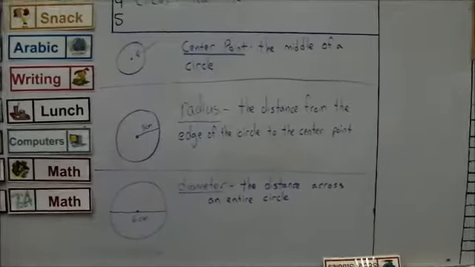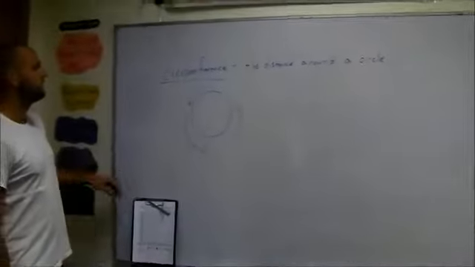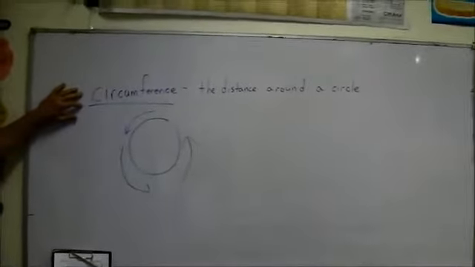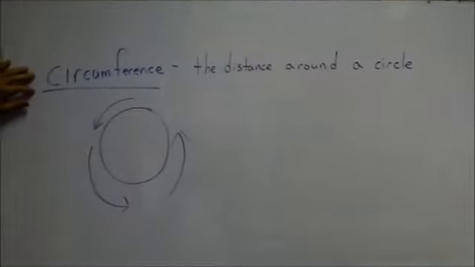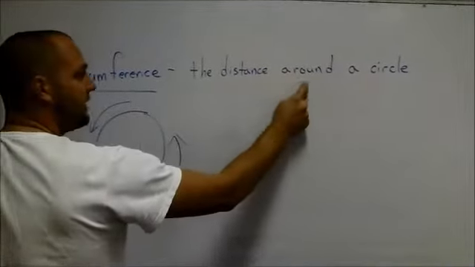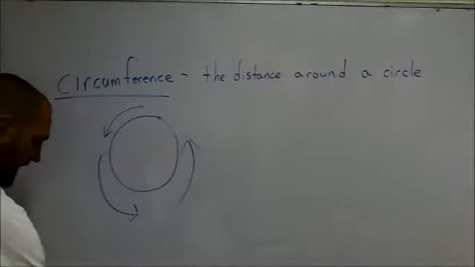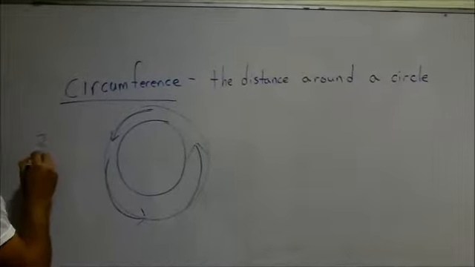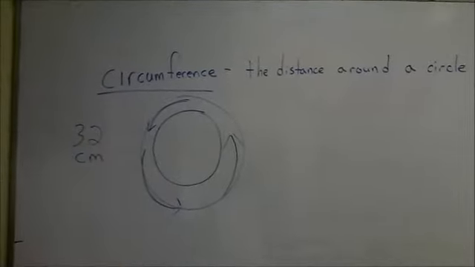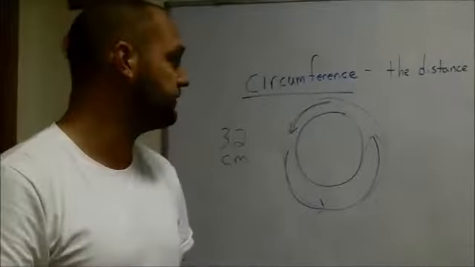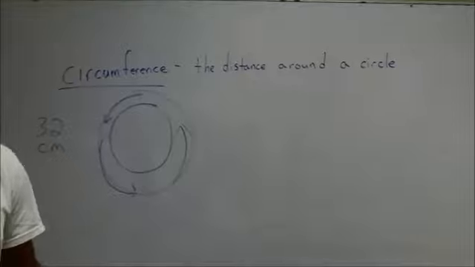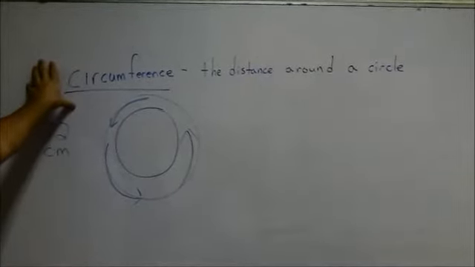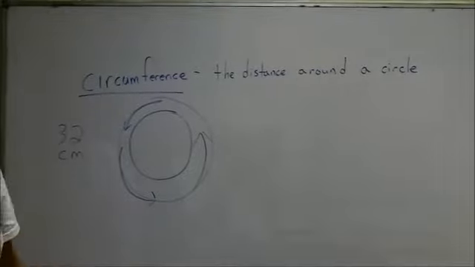Let's take a look at our last key vocabulary. Our last key vocabulary is a harder one. It's called circumference. And circumference means the distance around a circle. So all the way around the circle is the circumference. So the circumference may be 32 centimeters, going all the way around. Again, pause the video if you need to write this down. This would be a good thing to put inside your key vocabulary page.